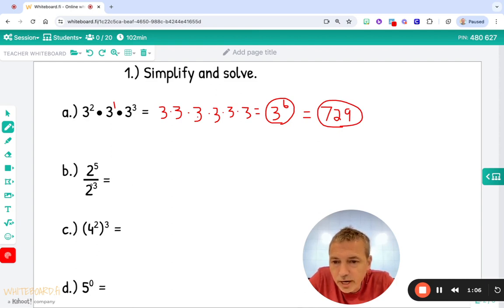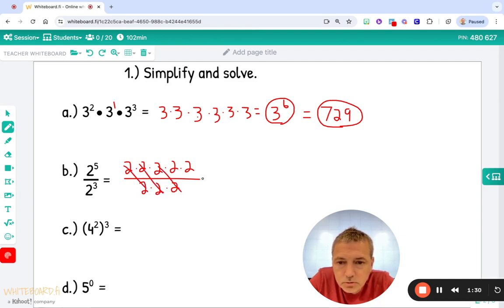2 to the 5th divided by 2 to the 3rd. All right, well, that's 2 times 2, 5 times, right? 2 to the 5th. Divided by 2 to the 3rd is 2 times itself 3 times. Well, we know that these 2's all cancel out, right? What are we left with?